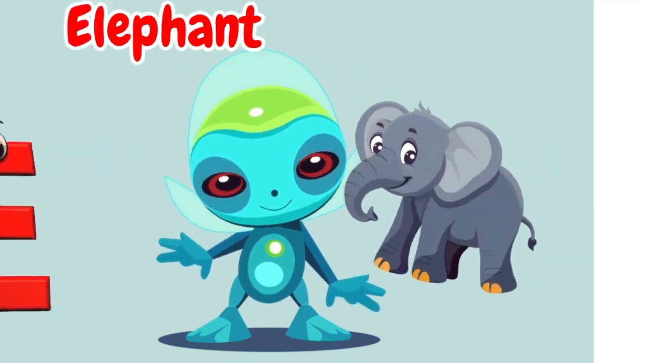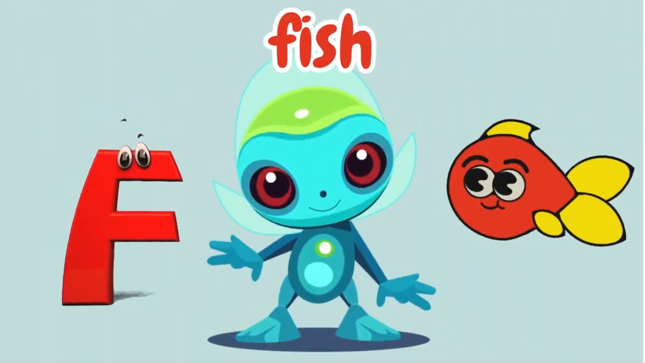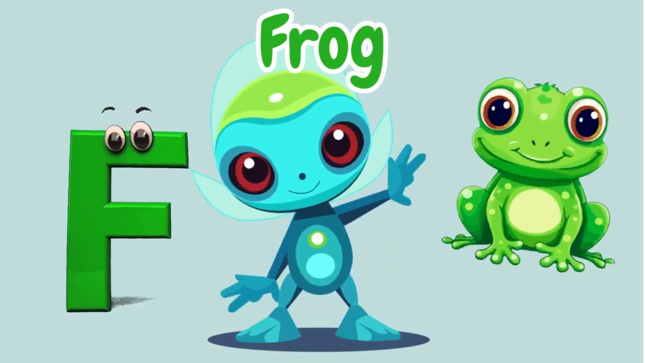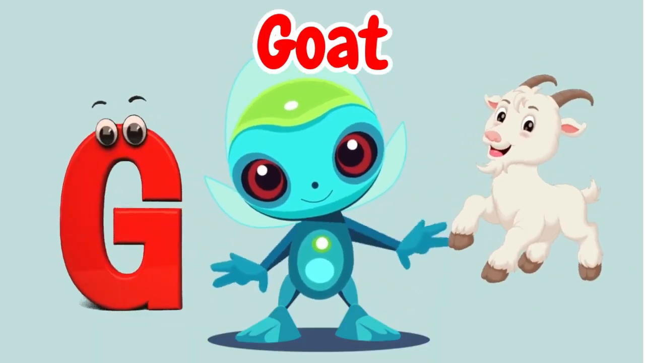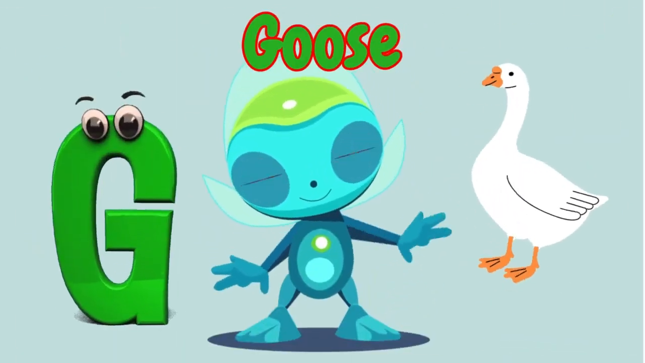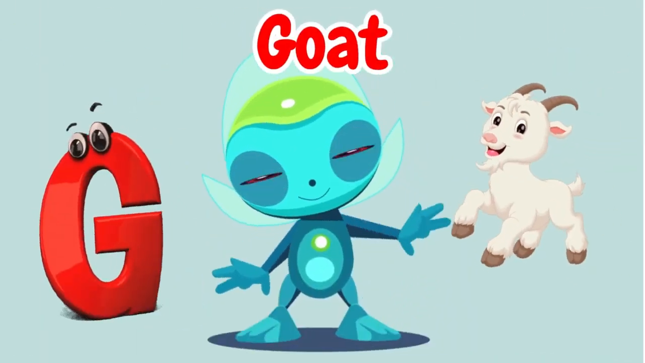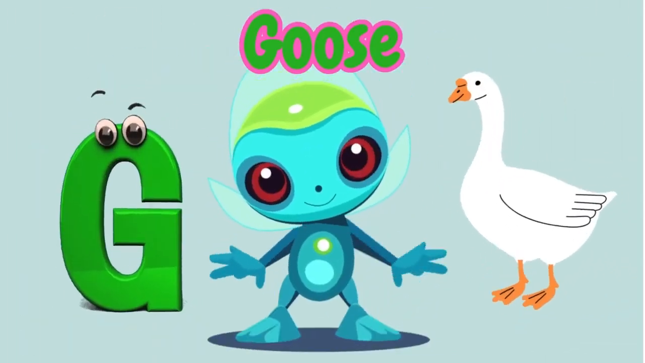Elephant, elephant. E is for egg, egg. F is for fish, fish. F is for frog, frog. G is for goat, goat. G is for goose, goose. G is for goat, goat. G is for goose, goose.